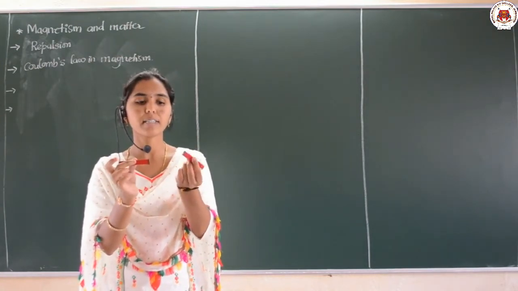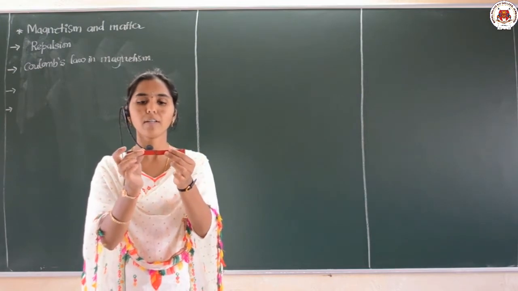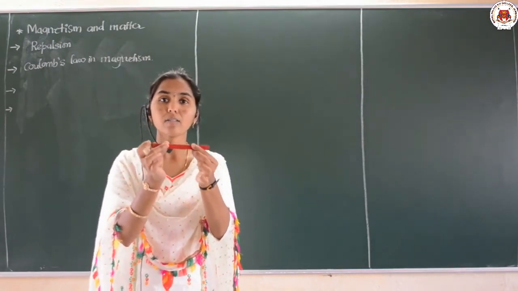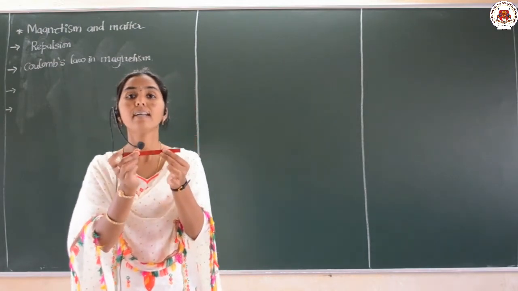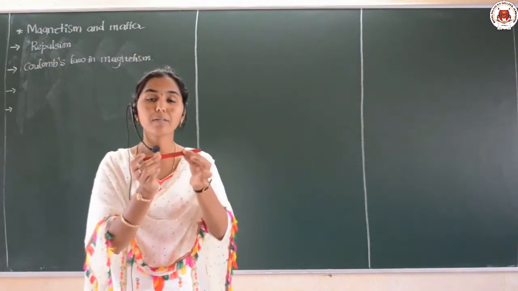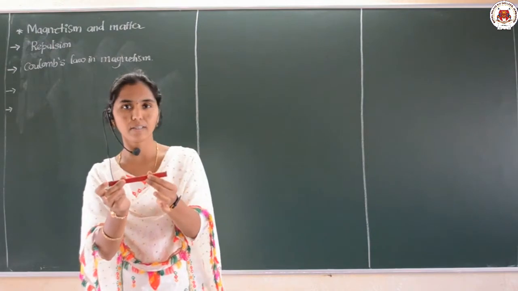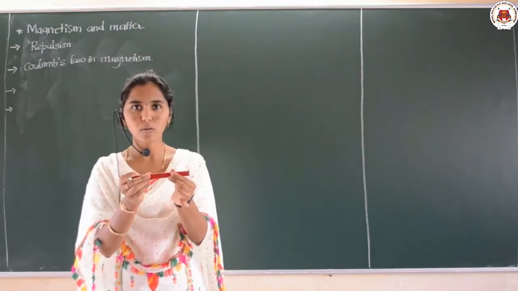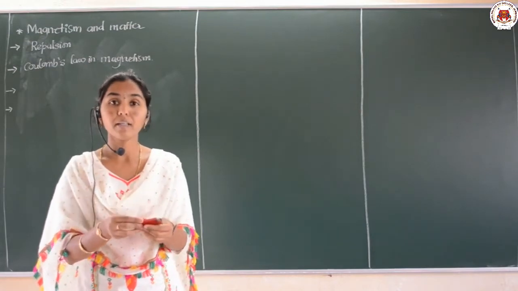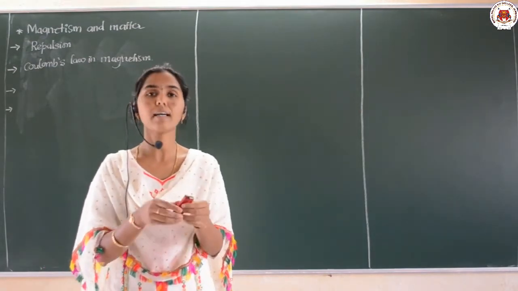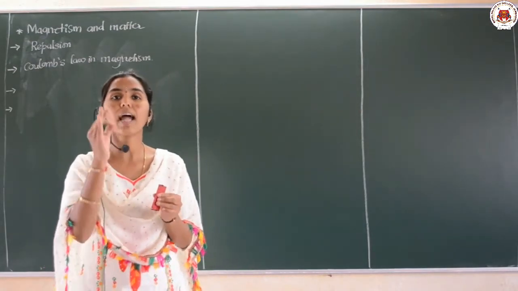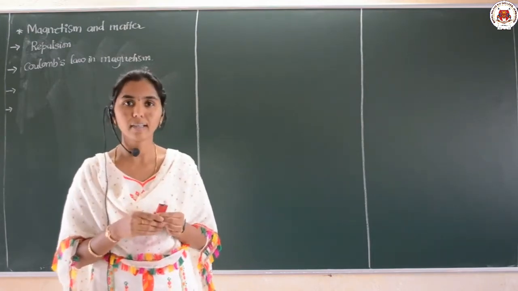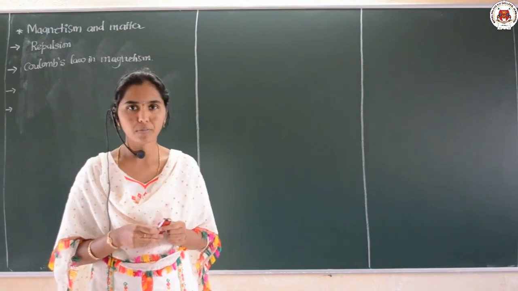Okay. Then just change the pole. Now you can see how nicely they are attracting. So this shows us that unlike poles, that means one is a north and another one is a south, will attract each other. Okay. So that's why I told you in the last class that attraction and the directive property are the important properties of a magnet.